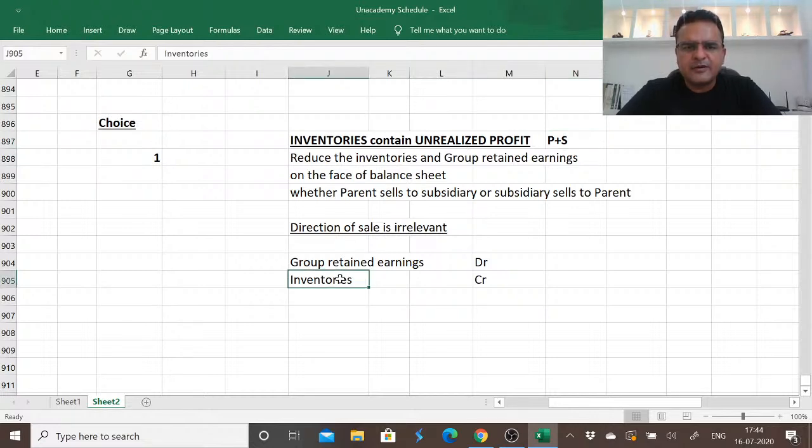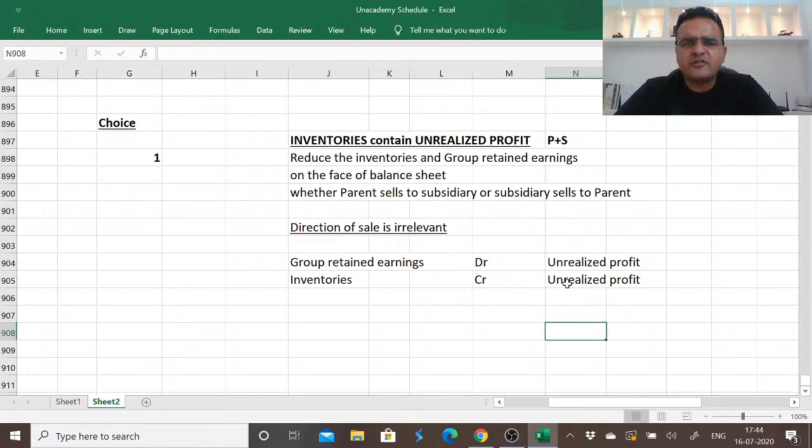So we simply credit the inventories by that unrealized profit amount, and on the other side, without bothering ourselves much, we directly charge it to group retained earnings. Unrealized profit directly charged to group retained earnings. Now the impact of this is that NCI doesn't get a share of the reduction of unrealized profit. So someone who wishes it to be very fair, I always recommend them to go for the second choice.